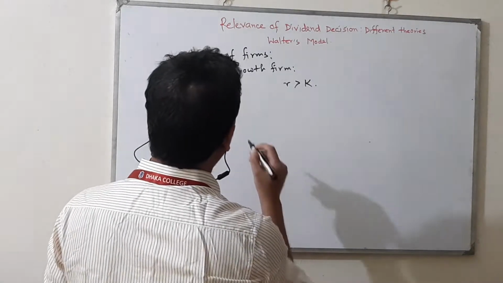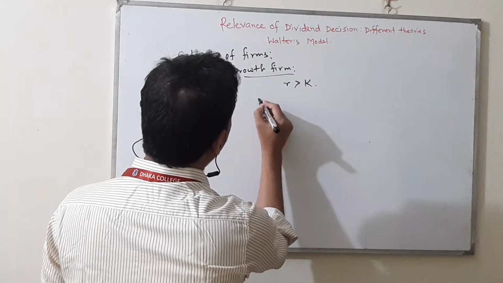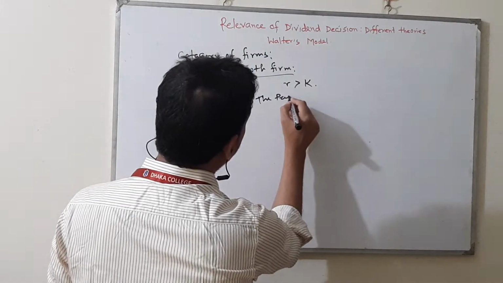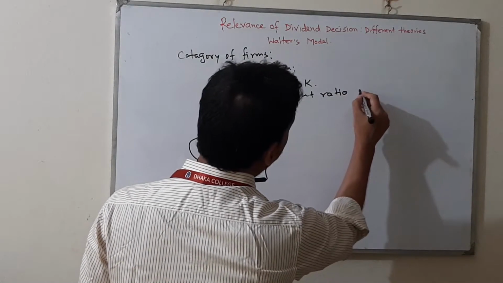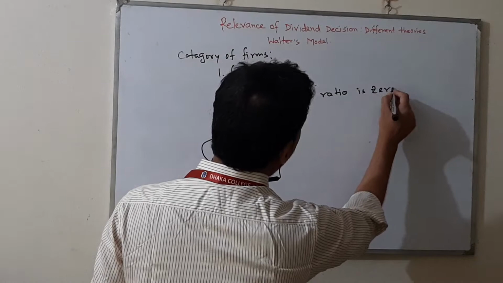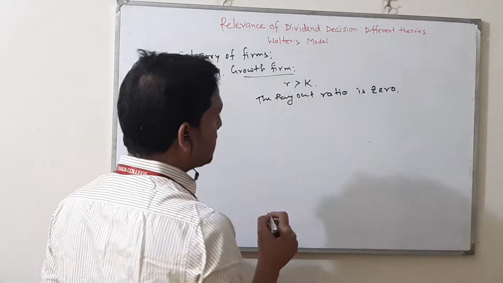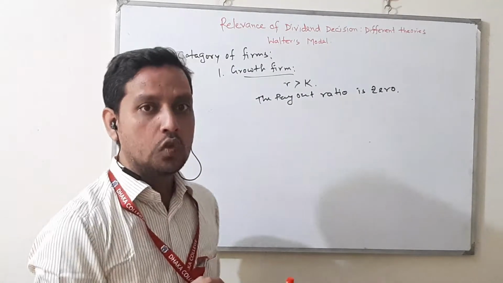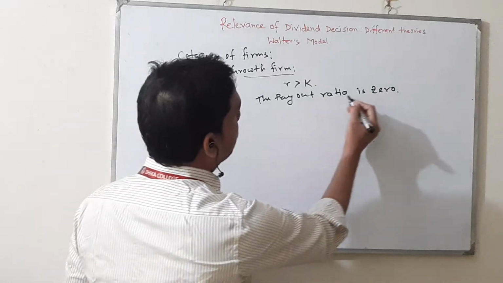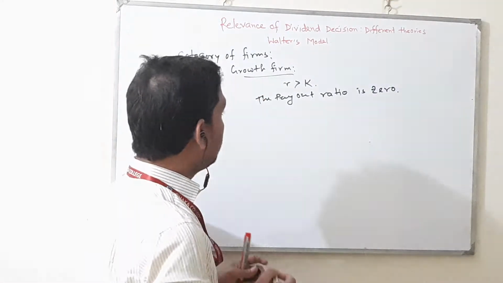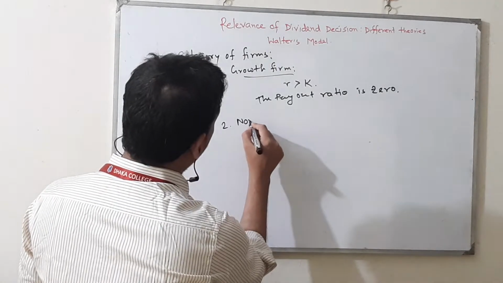In this growth firm, the payout ratio is 0. Total earnings must be invested. So payout ratio is 0.